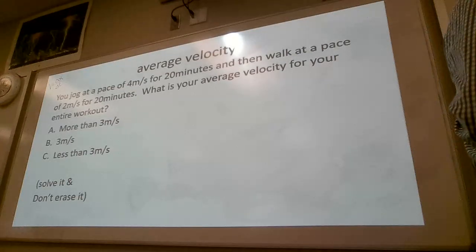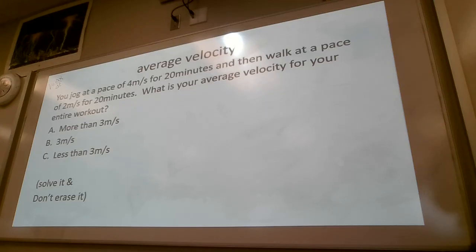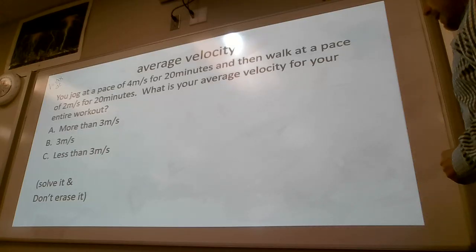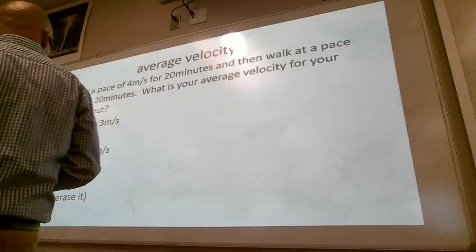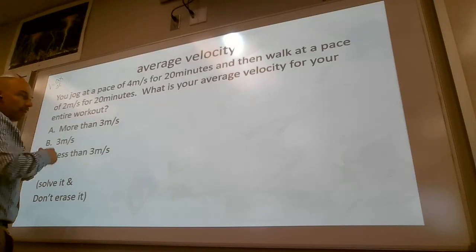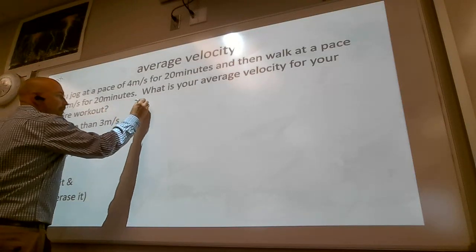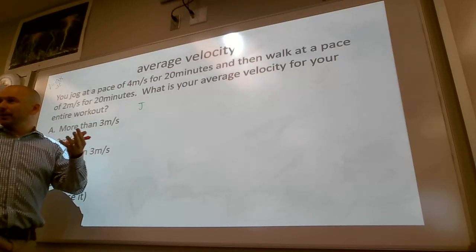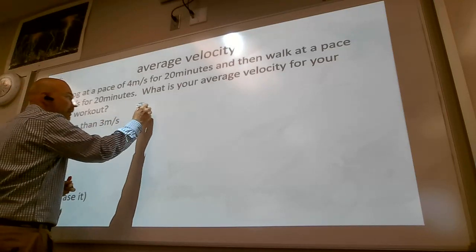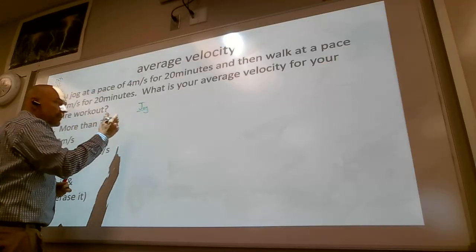So we've got you're jogging 4 meters a second for 20 minutes, and then you walk at 2 meters a second, also for 20 minutes. What is your average velocity for your entire workout? Okay, to figure this out, we've got two sets of independent motion. You got the jogging phase and you got the walking phase. So you need variables and an equation for both.